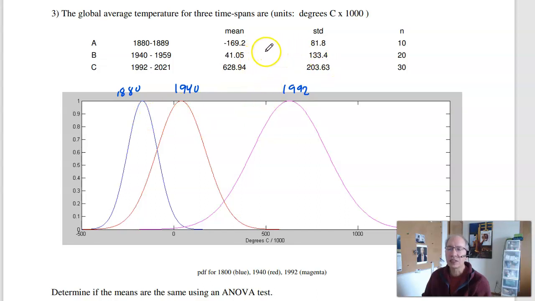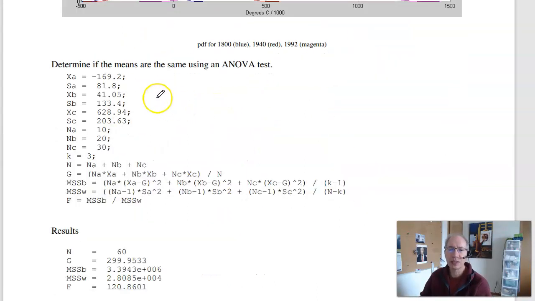Mean, standard deviation, again, this is times 1,000. So there's actually 0.628 degrees C, 0.041 degrees C, minus 0.169 degrees C. Is there a difference in the means? Well, looking at it, I'd say, yeah, it's pretty obvious there is. Does that show up in an analysis of variance table? Again, same procedure as before. Type in the mean, standard deviation, sample sizes, grind it through.